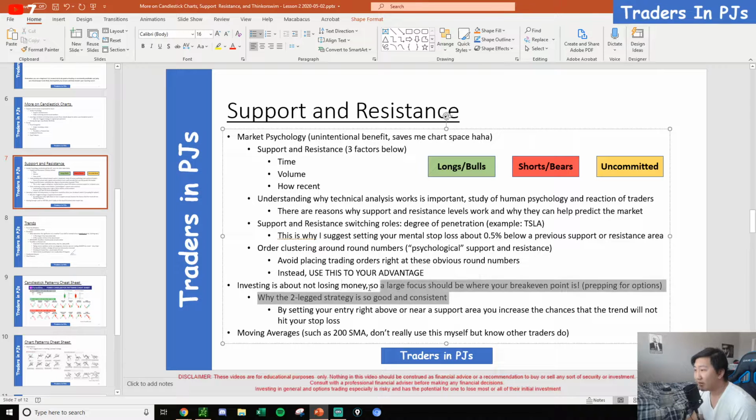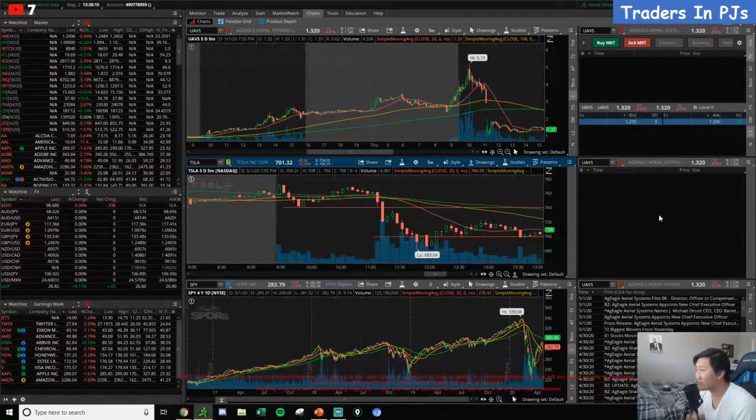Now, investing is about not losing money, so a large focus should be where your break-even point is, and I'm talking about this to prepare for options trading in the future. But this is why the two-legged strategy is so good and consistent, because when you wait for that confirmation candle, let's just pretend here again, on this uptrend, when you see this confirmation candle and you enter, well, guess what? Your break-even point is right near the support area.